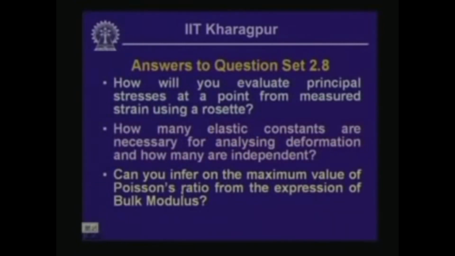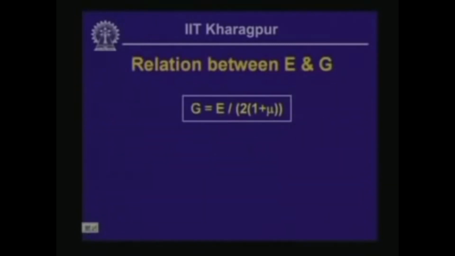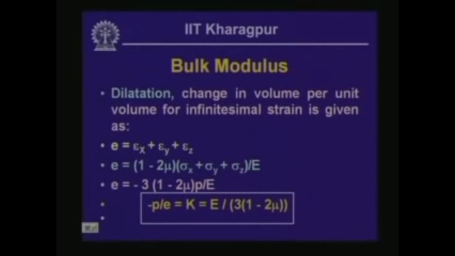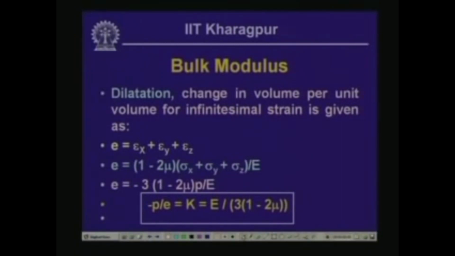Now, the third question is, can you infer the maximum value of Poisson's ratio from the expression of bulk modulus? Let us look into the expression for the bulk modulus. This aspect was discussed in the last lesson: the dilatation, which we have denoted as E, is defined as delta V by V, where delta V is the change in the volume and V is the original volume. That is how dilatation is the change in volume per unit volume.